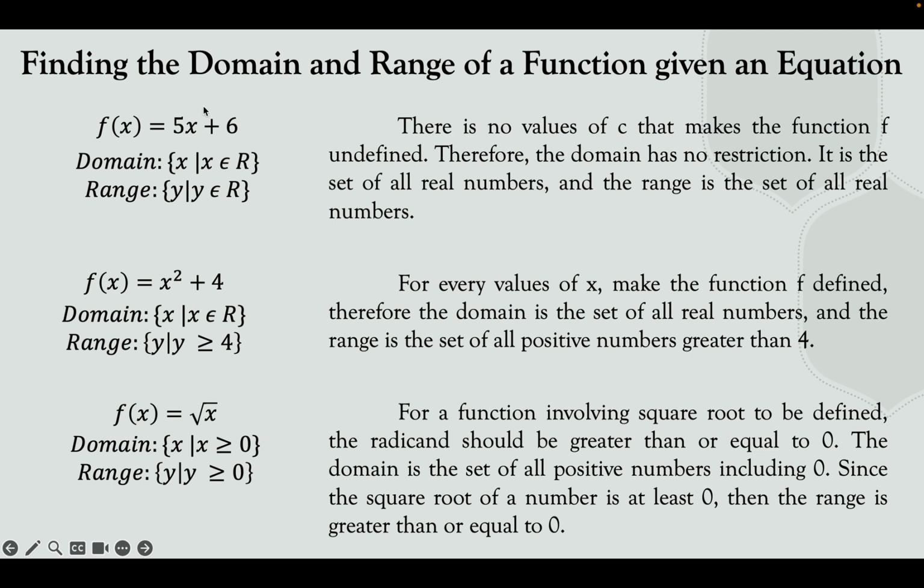Again, if linear, directly the domain is the set of all real numbers, and the range is also the set of all real numbers. If quadratic, the domain is the set of all real numbers, and for the range there is a restriction, no? So you will identify the constant term, so y is greater than or equal to 4. So you look at the last term or the constant term. And if radical, directly the domain and the range are greater than or equal to 0. So you need to take note of those three.